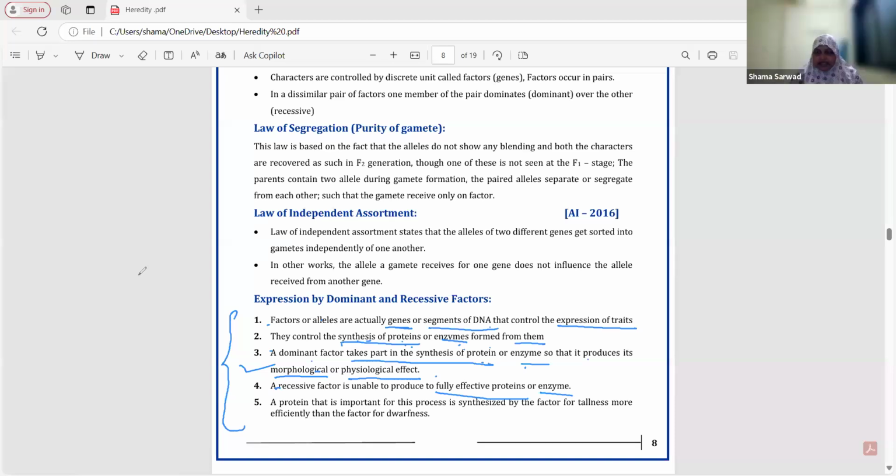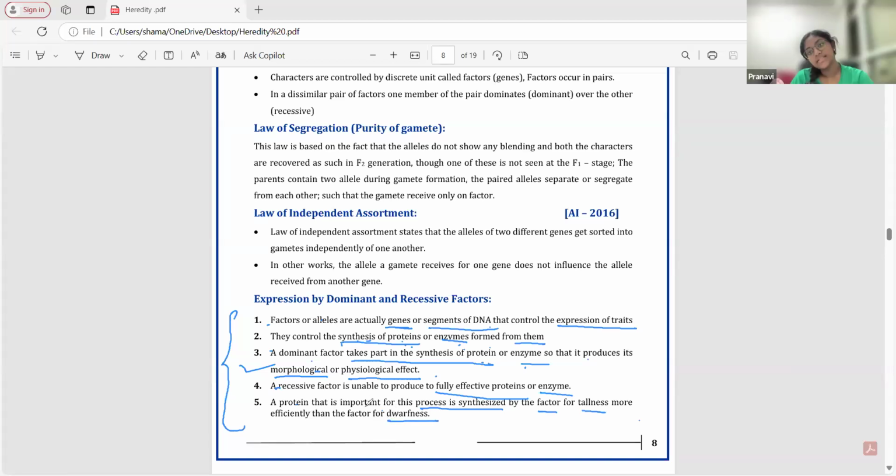Correct. But if you see Abhishek Bachchan and Shweta Bachchan, both children are tall. So the dominant one is tall. Understand why tall has been reflected in the morphology? Because the tall trait creates more protein and enzyme. Correct? Understood? Now, a protein that is important for the process of synthesis is made by the factor for tallness more efficiently than by the factor for dwarfness.